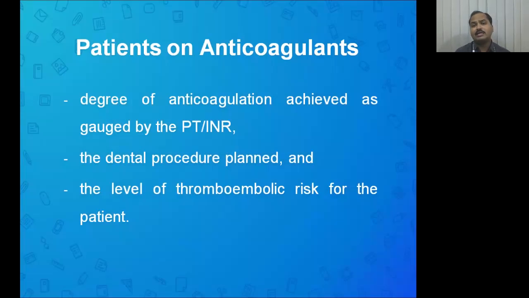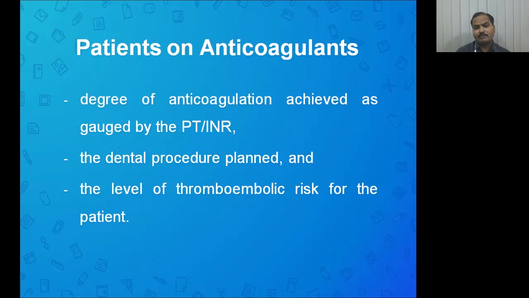Now, for patients who are on anticoagulants, it's very important to know the history of the patient, including any medicines the patient is taking. If that medicine is an anticoagulant agent, the patient will also have a history of any systemic disease which is causing that coagulation process in the vessels. In such cases, the degree of anticoagulation achieved is gauged by the ratio of prothrombin time and the international normalized ratio. Both are taken into account, and then the dental procedure is planned.